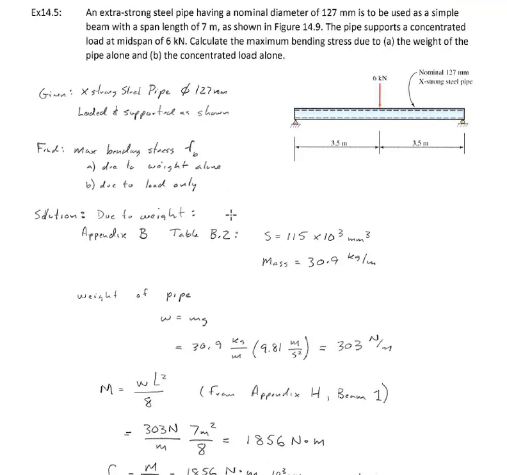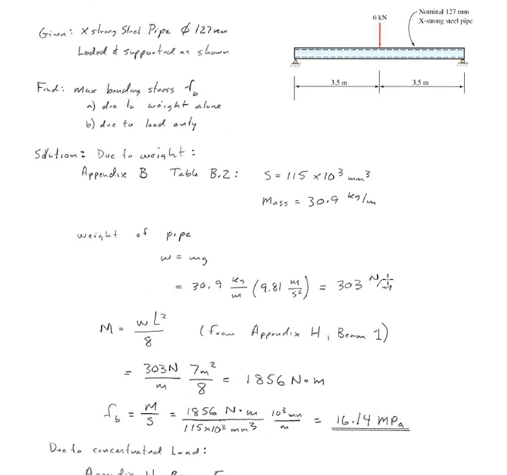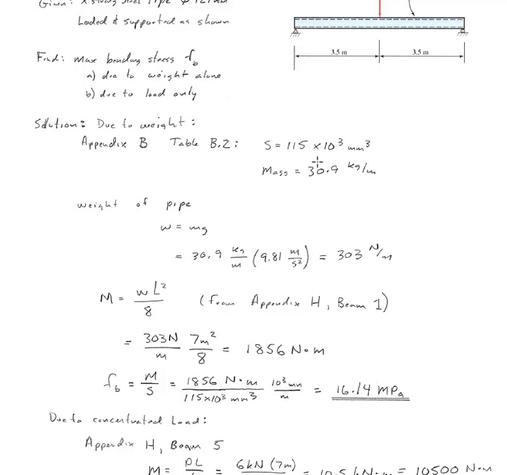So, due to the weight, if we go to Appendix B, we can look up this pipe, and it tells us that our section modulus is 115 times 10 to the third millimeters cubed. Make sure you go to Appendix B and find out where I'm getting this from. And then the mass of this pipe is going to be 30.9 kilograms per meter. So the first thing we need to do to solve it, besides getting the data we need out of the appendix, is to calculate the weight of the pipe.